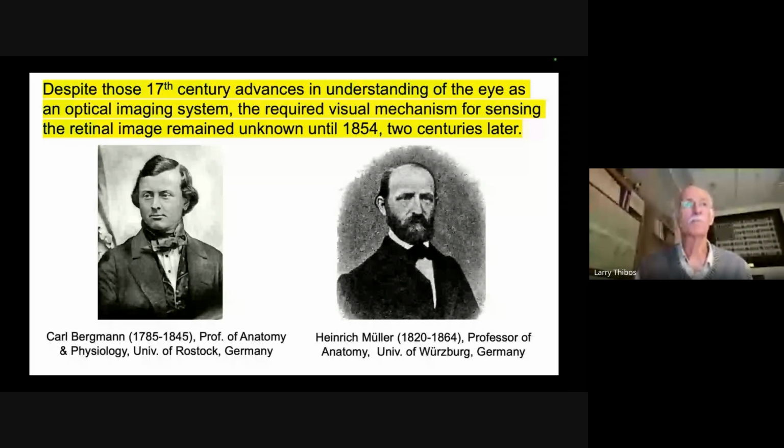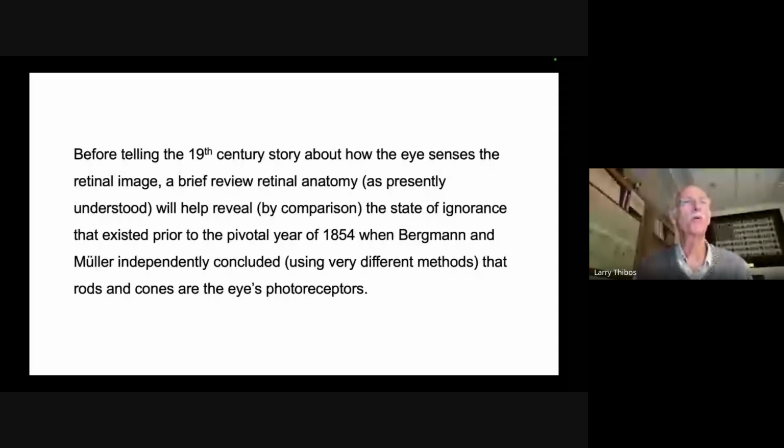Now, before telling you the 19th century story of how it was discovered that the eye senses the retinal image with rods and cones, I'm going to give you a brief review of retinal anatomy as presently understood, so that it will help to reveal, by comparison, the state of ignorance that existed prior to the pivotal year of 1854, when Bergmann and Müller independently concluded, using very different methods, that rods and cones are the eye's photoreceptors.